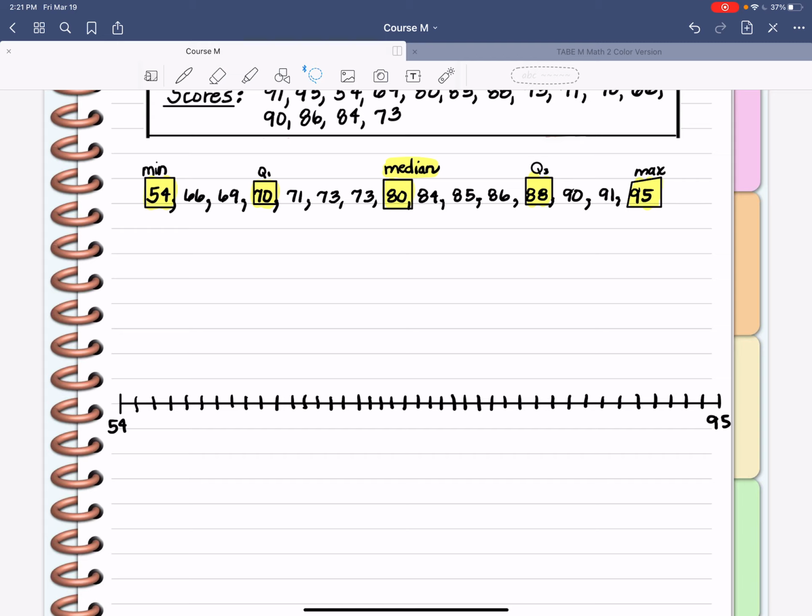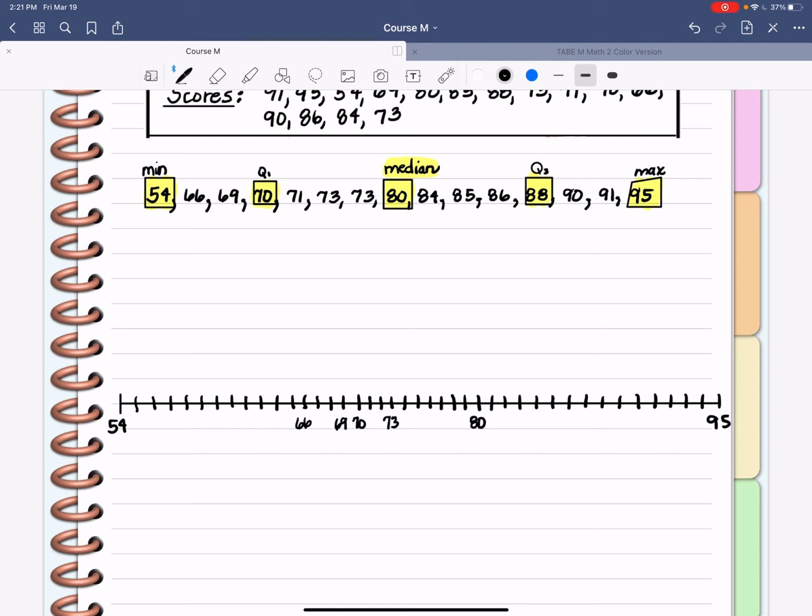Okay, so I'm going to mark my data points here. I have a 54 and then a 66, 67, 68, 69, and 70. 73 is one of them. Then 76, 77, 78, 79, 80.